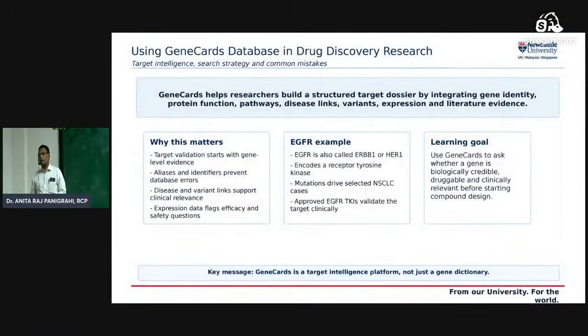So I request you all, please pay attention, because there is a lot to cover, but I am making it a bit crispy, so that tomorrow's session will have better interaction and discussion. Whatever you learn, if you have any questions, it's easy to ask. The first one is about GeneCards.